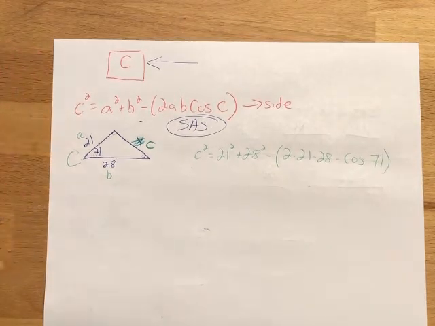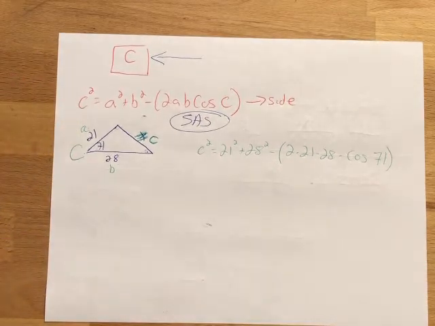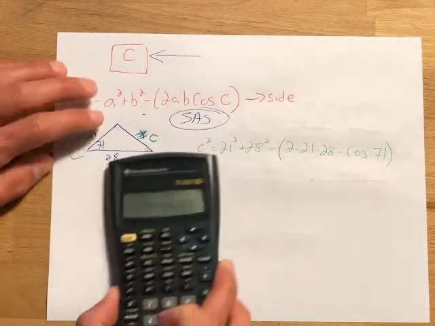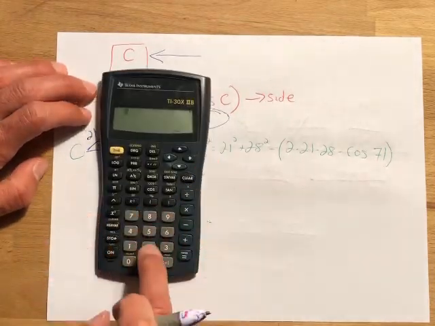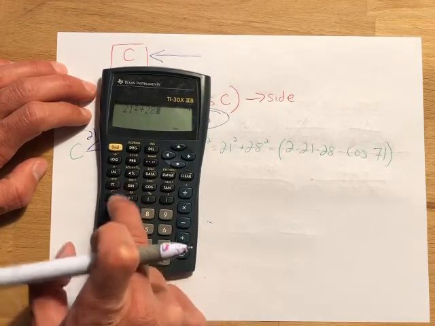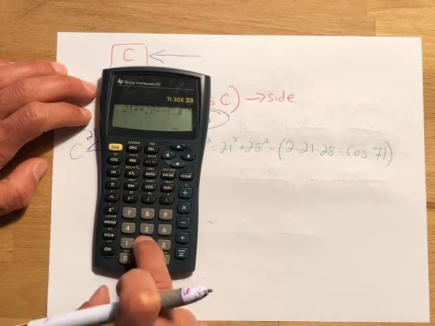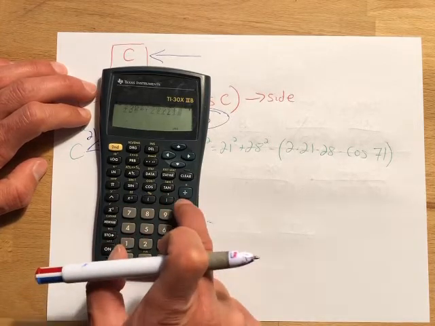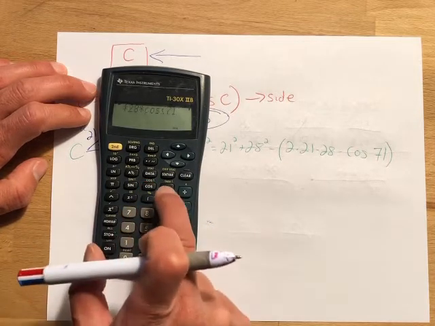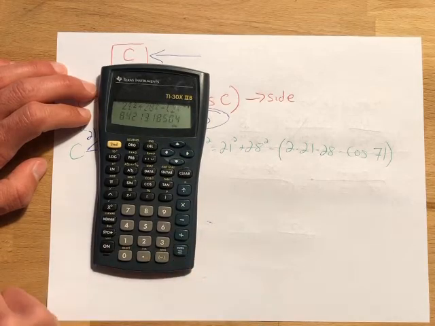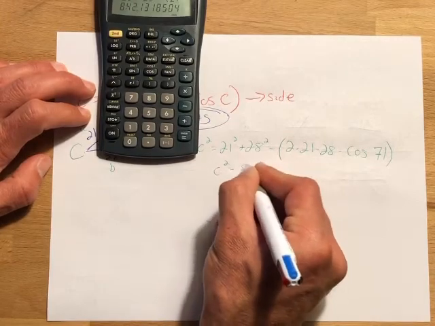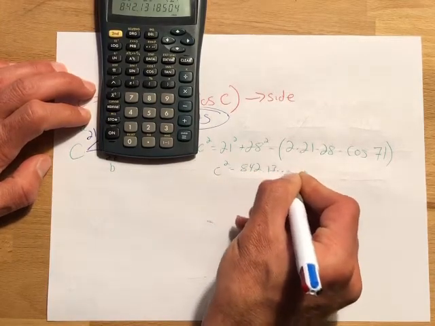Now what I'm going to do is plug this all into my calculator. Plug this whole thing into your calculator and watch what happens. Just make sure you plug it in correctly. I'm going to say 21 squared plus 28 squared minus parenthesis 2 times 21 times 28 times cosine of 71. Close that. And I'm going to get 842.1 something. So look, I have C squared equals 842.13 blah, blah, blah.